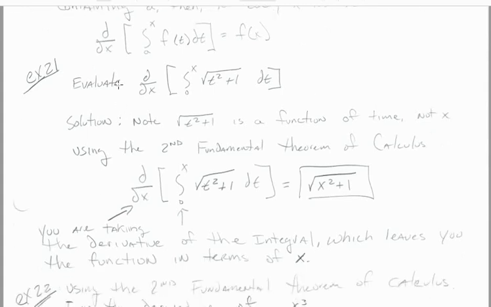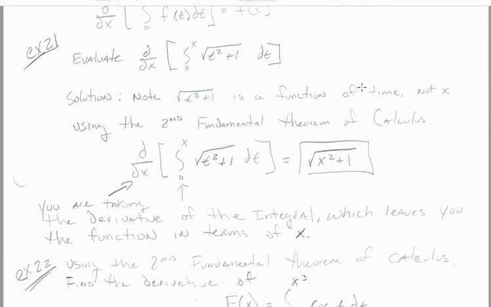We're going to evaluate the derivative with respect to x of the integral from 0 to x of the square root of t squared plus 1 dt. So, a couple different ways. If we look at this, the integral is a function of time, and we're going from 0 to x, but once we integrate this function, it'll have an x in it, but then we're going to take the derivative with respect to x. So this is kind of a simple shortcut using the second fundamental theorem of calculus.